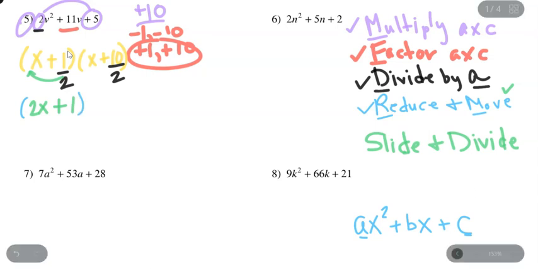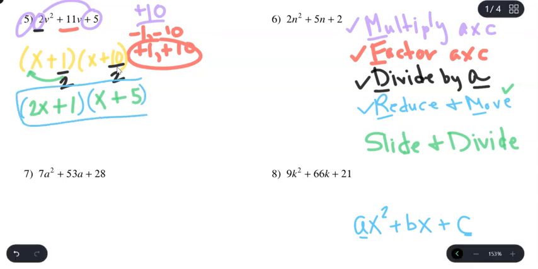Slide and divide, you can see. So let's look at the next one. Does 10 over 2 reduce to a whole number? Yes, it does. So nothing is going to move. It reduces to a whole number. We're going to leave it as 5, and you are done.